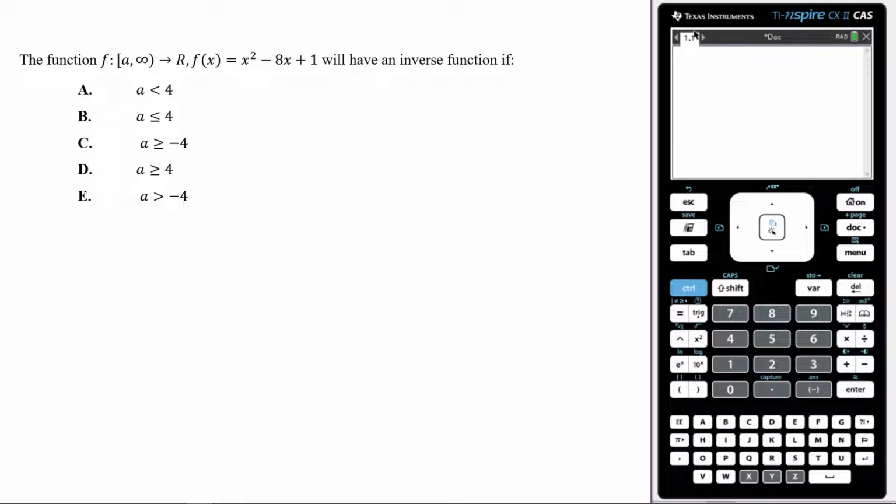Welcome. We're going to answer this question before us. It says the function, this right here, has this domain. Where will it have an inverse function if a is which of these values? So what does the domain have to be in order for this to have an inverse function?